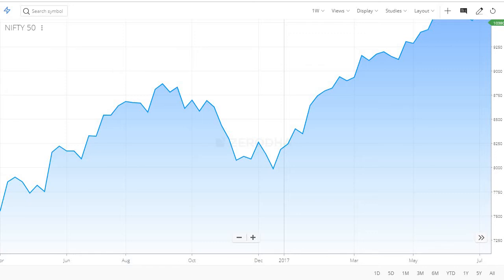What you are seeing on screen is a chart of Nifty 50. Now this chart is basically a line chart, as you are seeing this line in here, and as the below part is shaded in blue here, this chart is also called a mountain chart. If this shading is removed, it is just called a line chart.